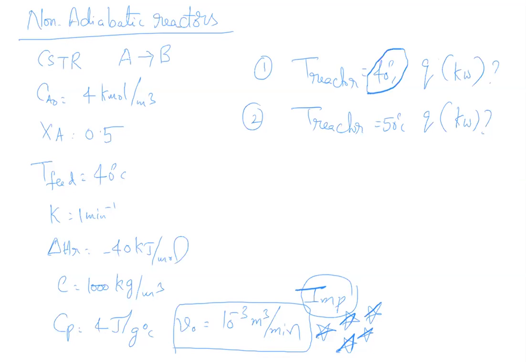So the first one is 5/3 answer. Somebody is saying 100 kilowatts. See, remember, see the units of V naught. It is meter cube per minute. So the answer that you are getting is in kilojoules per minute, so divided by 60. You have to convert to kilojoules per second. The second one is 1 kilowatt.